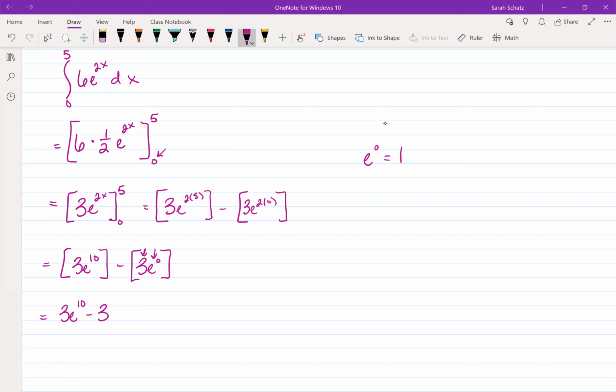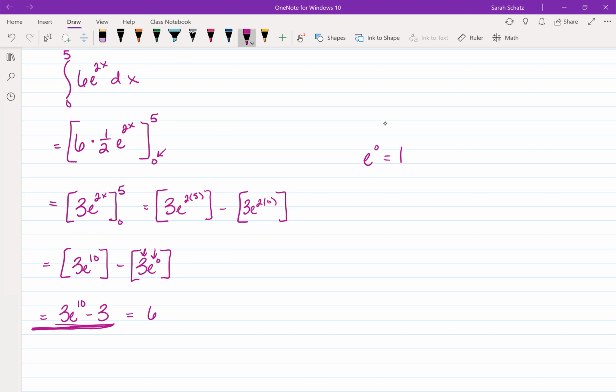Now, MATLAB is pretty inconsistent on when it wants an exact answer versus a rounded answer. So you're just going to have to pay attention to your instructions, whatever it says. If it wanted an exact answer, this is where we would leave it. Because if you start trying to calculate with that e, it automatically is going to become a decimal approximation. So if it's exact, you leave it here. If it's wanting a rounded answer, just throw that in your calculator. You know you have an e button. So 3 times e to the 10th, and then minus 3.